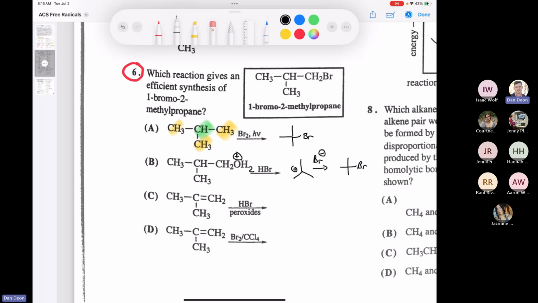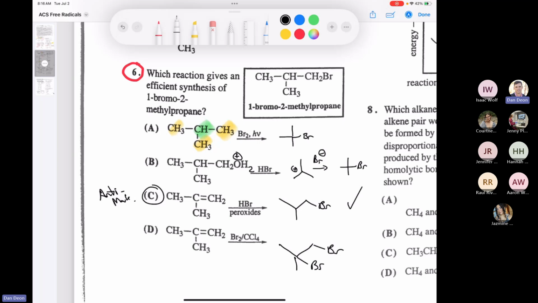What about C? Is C going to give me the correct one? Yes, because this is anti-Markovnikov addition. That is going to give me the right product, so that had better be the right answer. And the next one is just bromination of the double bond. So that's just going to give me a bromine here and a bromine here. That's just dibromination. So give me a thumbs up if you follow me on that one: that the anti-Markovnikov addition across that double bond gives you the correct product.